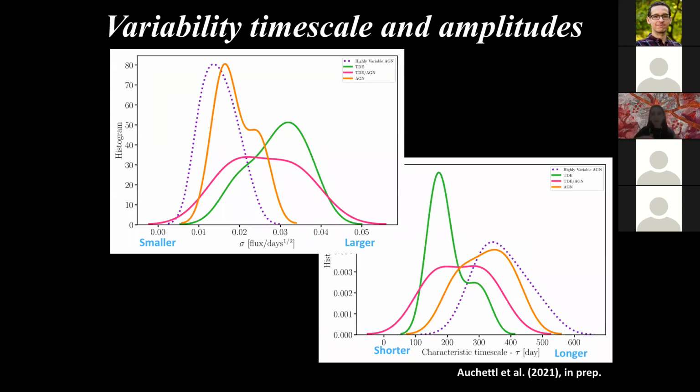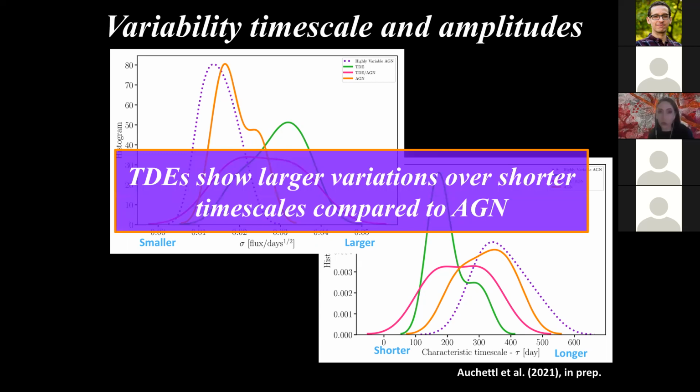We can also look at their variability timescales, so how much they change over time and how bright that variability tends to be. What we find here is that TDEs tend to have large variability, while AGN show smaller variability, over a much longer characteristic timescale than TDEs. So TDEs go off and then decay, right? It's a very large change in brightness or luminosity, while AGN can show smaller variations over time, but over a much larger period. So you can start separating these events. Like I said, TDEs show larger variations over shorter timescales.